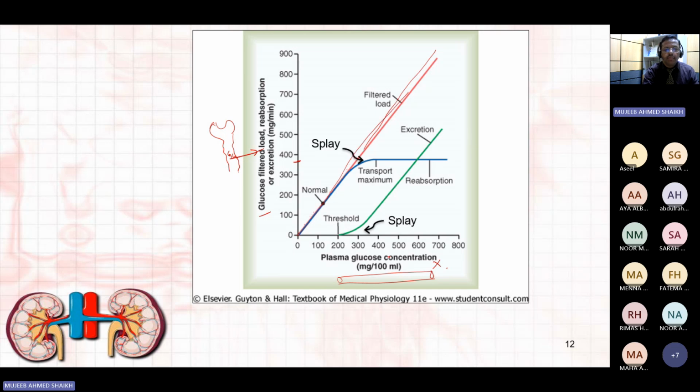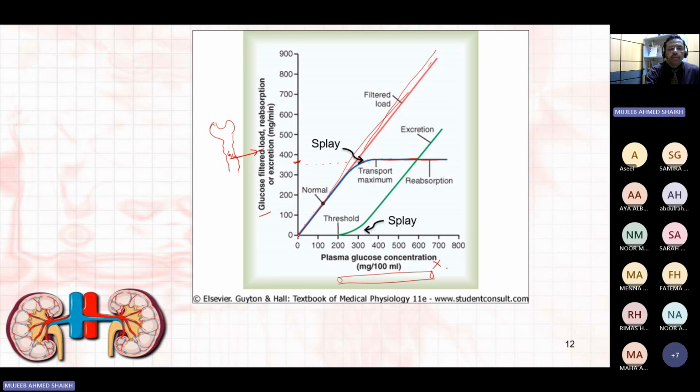As you increase the blood glucose level, it will be filtered more, so this line will come. But we know that at a plasma level of 375, it will not be filtered; it will start appearing in the urine. So all of this curve will not be reabsorbed. All of it will not be reabsorbed, and it starts appearing in the urine. Similarly, excretion, that is, it will come in the urine.